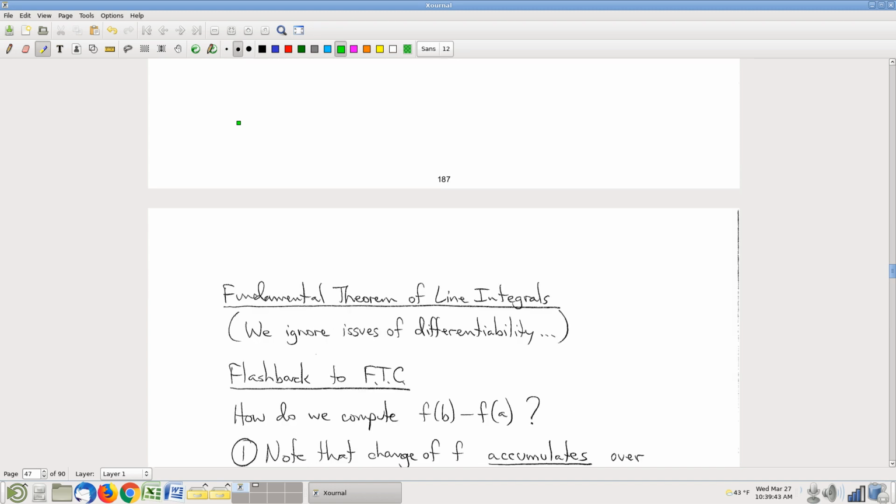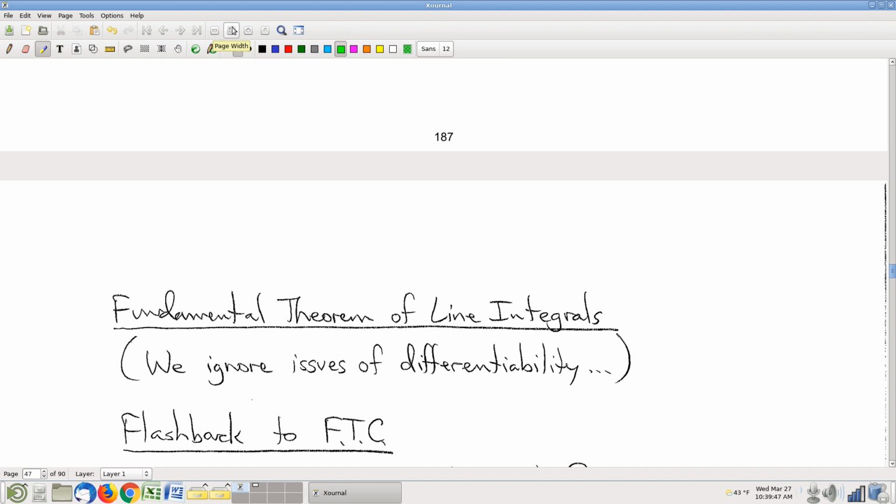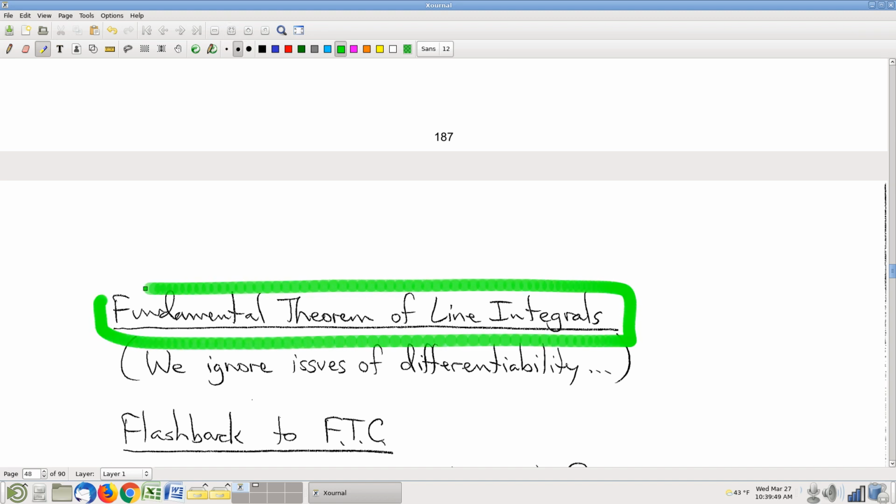Alrighty. Okay, so new topic. We'll talk about a new thing called the fundamental theorem of line integrals, which is a lot like the fundamental theorem of calculus, not just in the name. So the fundamental theorem of line integrals is a very powerful result. Amazing things can be done with it.